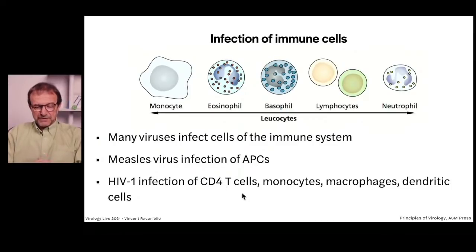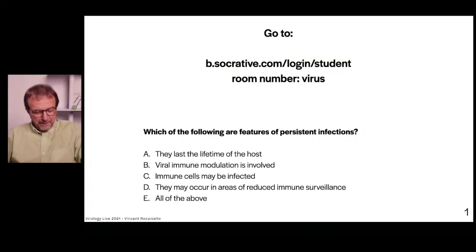HIV-1 infects CD4 T cells, monocytes, macrophages, and dendritic cells. This, of course, has severe consequences, as you can guess without knowing anything further. We've talked about how measles virus skews the Th response, the T helper response, by infecting APCs, but it can also infect memory B cells. So this can have an impact on persistence for sure.